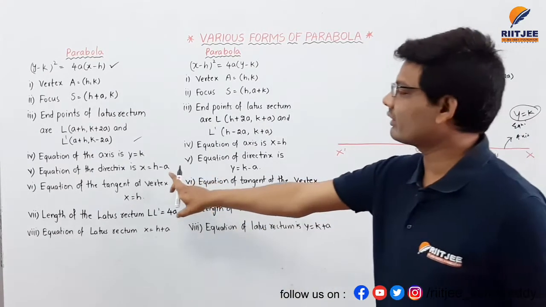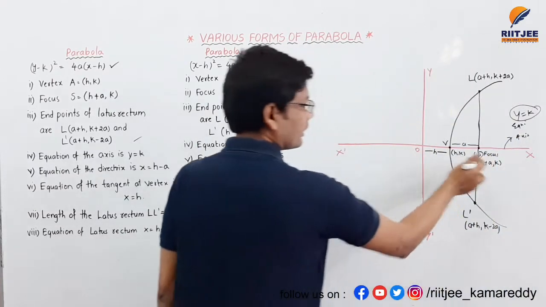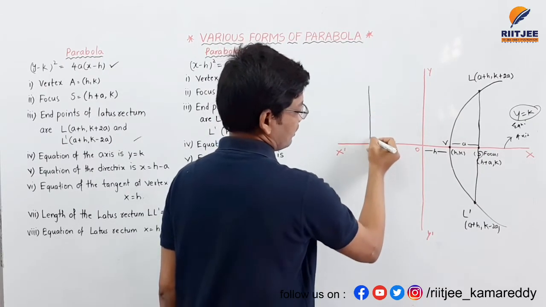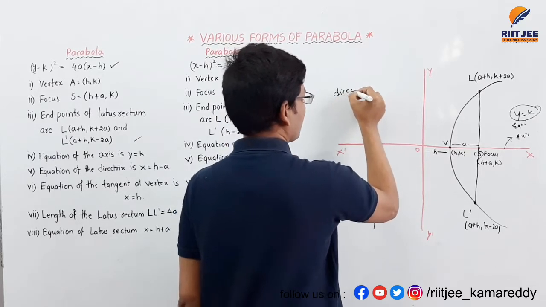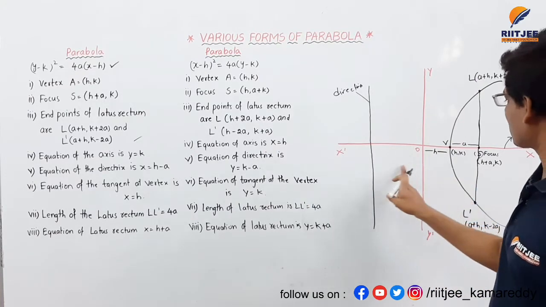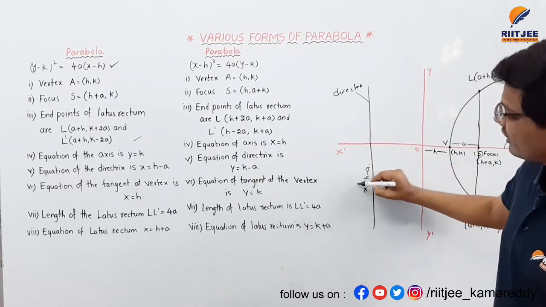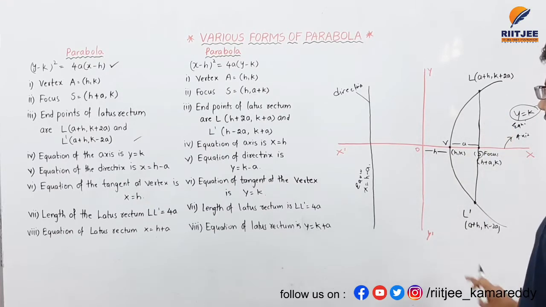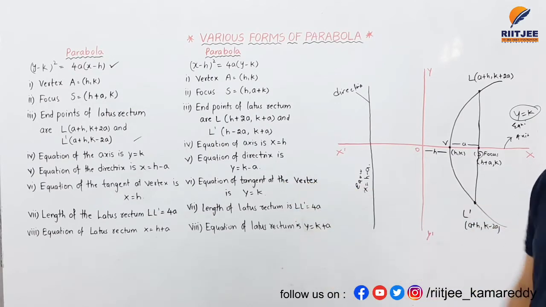The next one is the equation of directrix. This is the directrix, on the negative side at distance a from the vertex, so the equation of the directrix is x is equal to h minus a.